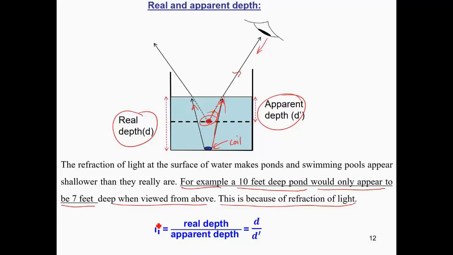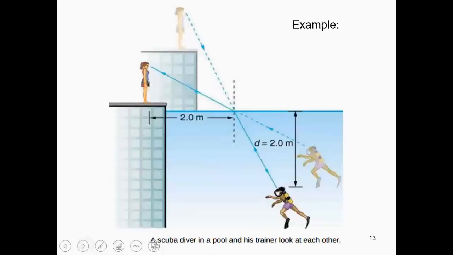And you can also find the relationship between real and apparent depth by just taking this ratio. You just play with geometry. And the real depth divided by apparent depth just happens to be the index of refraction.